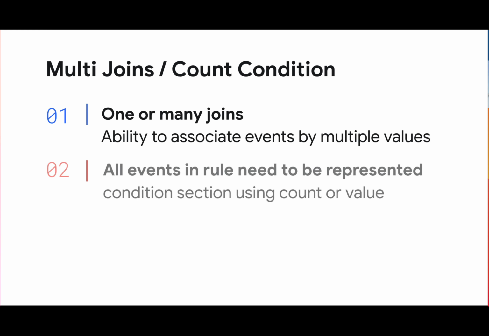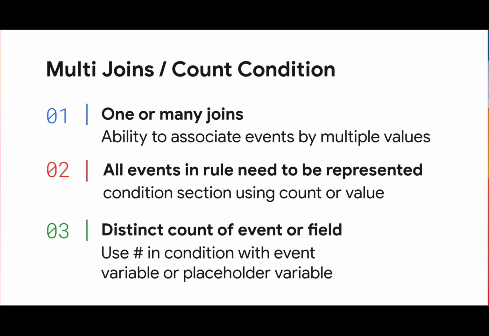With that detection example under our belt, remember you can join disparate events by one or more fields, which provides greater flexibility in how you craft your rules. Also remember that in the conditions section, all events in the events section need to be represented, whether it is with the $ event variable denoting a value, or a hash event variable, or a hash placeholder variable that denotes a distinct count that must be reached for the rule to trigger.